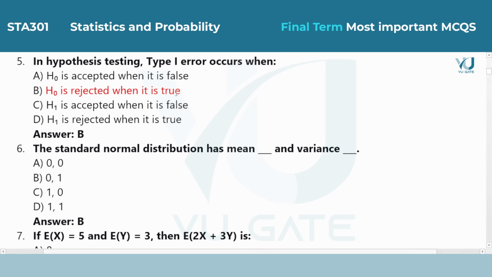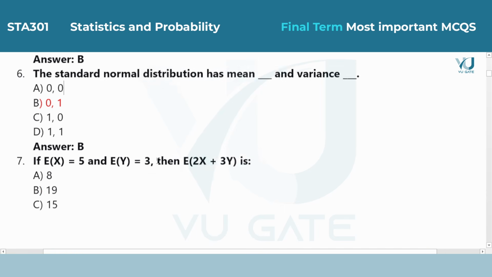Question: the standard normal distribution has mean and variance. Answer: B. 0, 1. Explanation: by definition, a standard normal distribution is centered at 0 with a spread of 1.